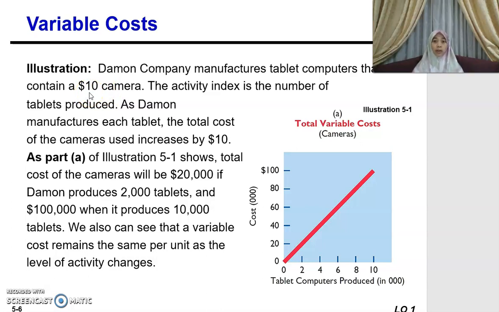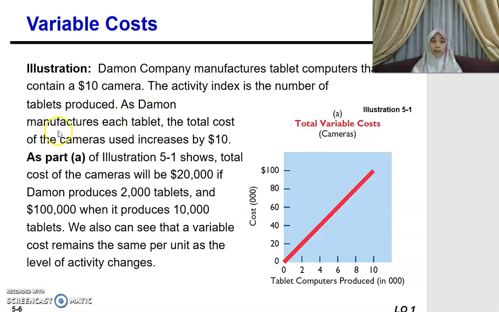And then what is your activity level or your activity index? Your level of activity is the number of tablets produced. So your X will be the quantity, the units produced, or the tablets that you produce. That is your X. The term that we use is the level of activity. If you are a manufacturing company, the level of activity will be the number of units produced or the quantity of items that you produce.